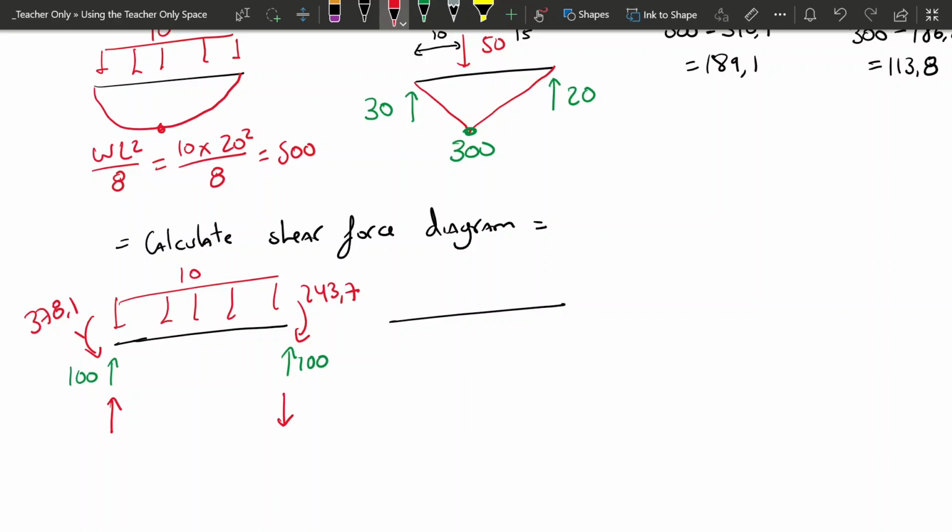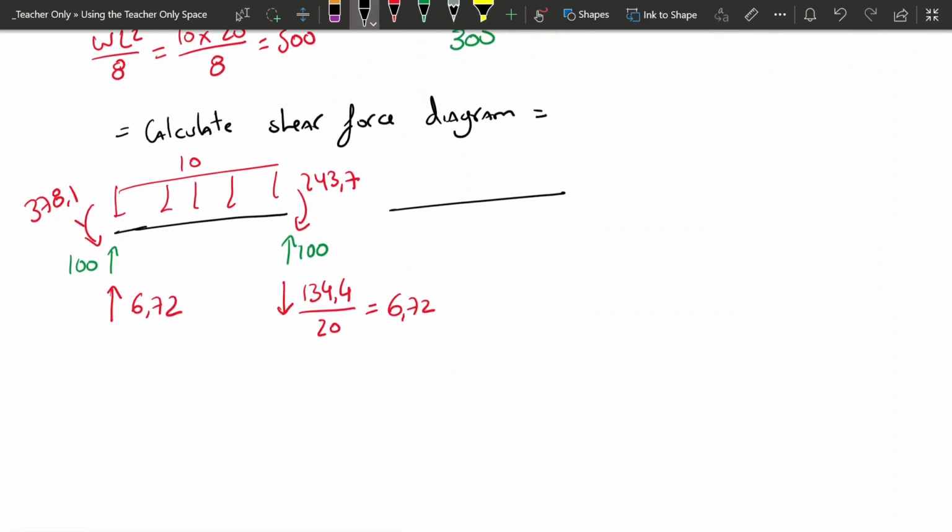Now we're going to do the difference of the two, 378 minus 243.7, and then we're going to divide by 20, and we get our reaction. So here we get 134.4, that's the difference, divided by 20. Gives me 6.72, which is the force I need to balance the moments. So now I can add them up, and here I get 106.72, and on the other side I get 93.3.